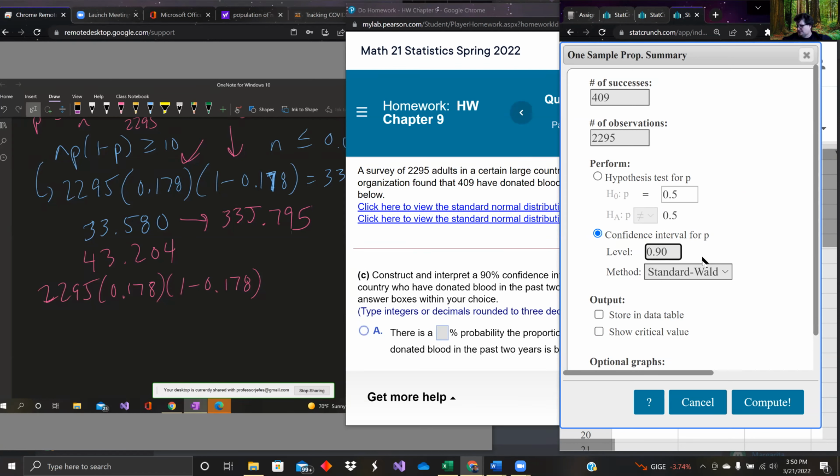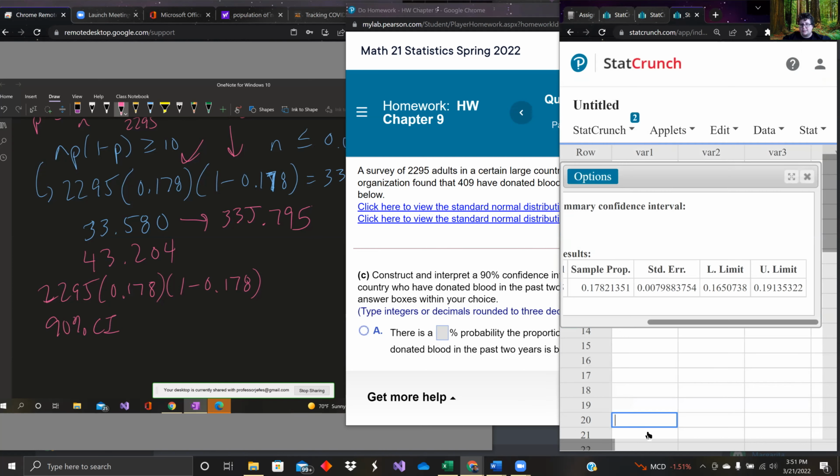I click compute. To 3 decimal places, the lower limit is 0.165. The upper limit is 0.191.